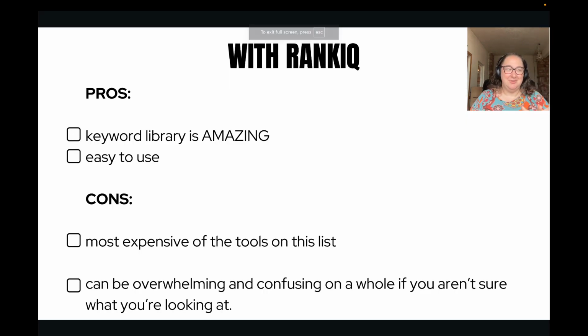All right, so that was Topical Map AI. We're going to look at RankIQ now. So the pros with RankIQ are the keyword library is amazing. Love it, love it, love it. And it's super easy to use. The cons are it is the most expensive tool on the list. And it can be overwhelming and confusing on a whole if you aren't sure what you're looking at.